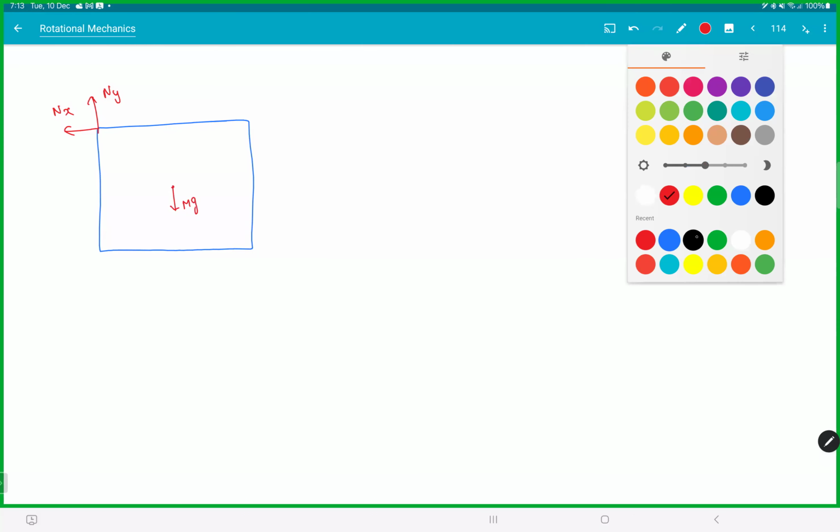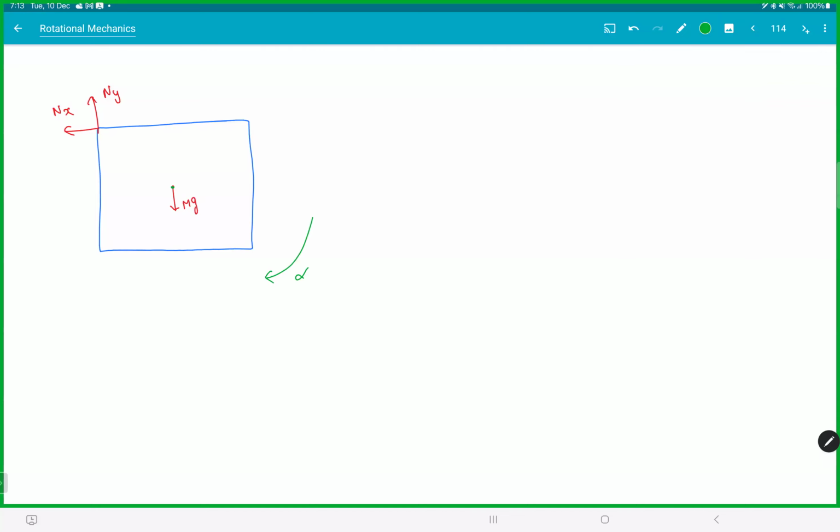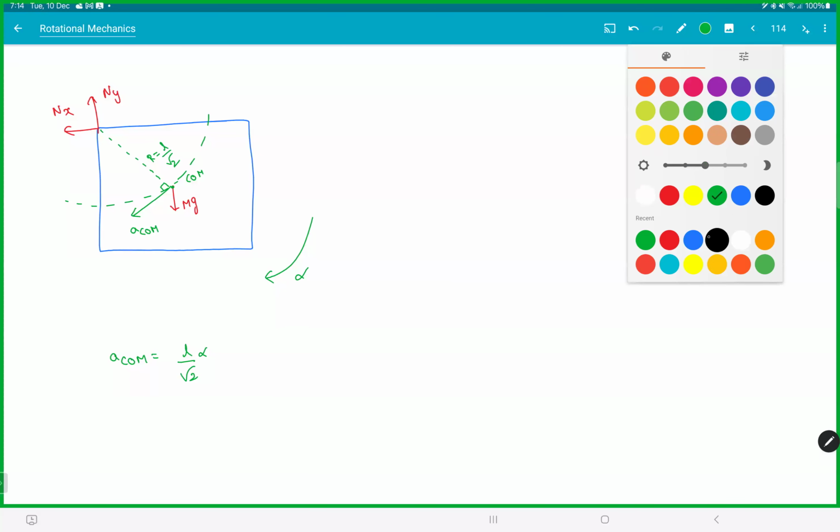Step 1, free body diagram: Ny, Nx, Mg. Step 2, acceleration, alpha. This is your center of mass. That itself is going in a circle. This is the center of mass, whose acceleration is L by root 2 alpha, because this would be the radius. And that angle is 45.